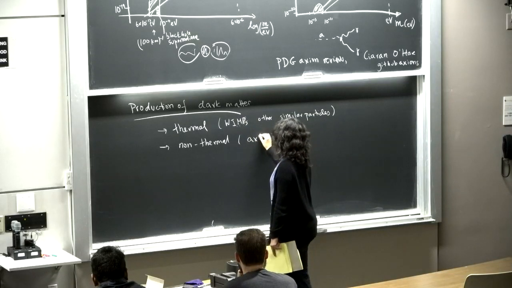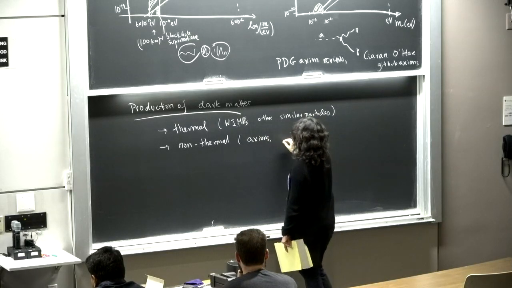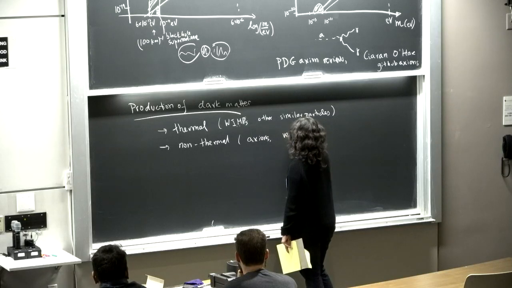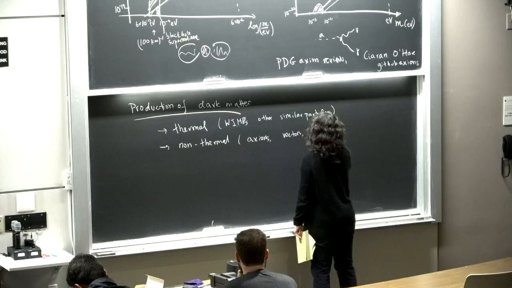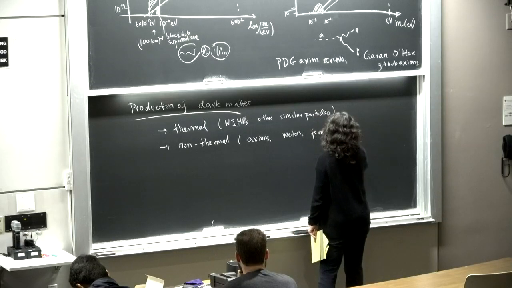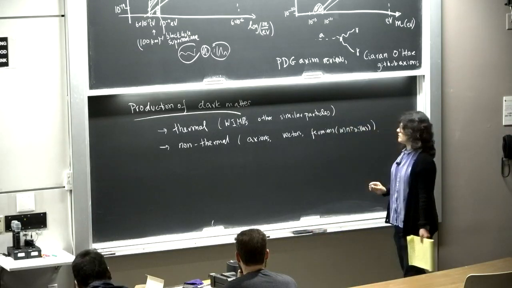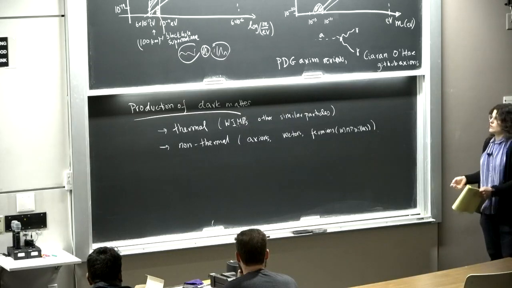Non-thermal axions. You can also have other types of particles like vectors or fermions, sometimes known as WIMPzillas, which are produced in the early universe without any contact with the standard model.